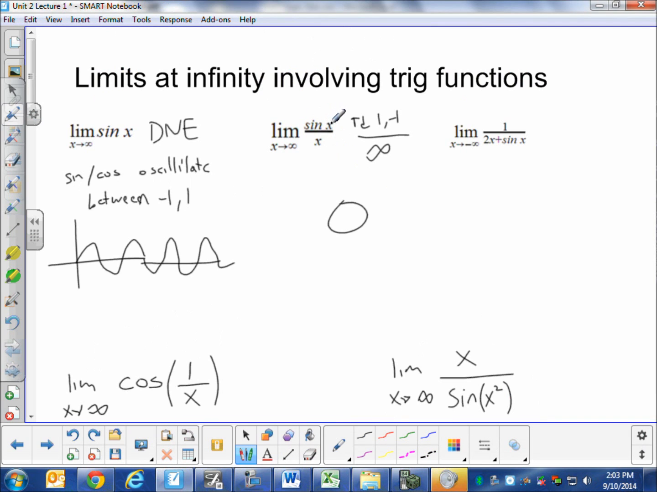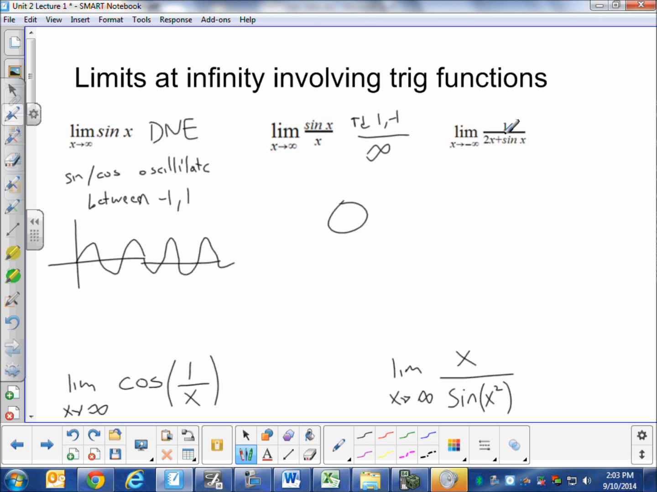This will go up and down. It won't grow at all. This will grow. The entire thing will approach 0. Think about the next one. I plug in negative infinity here. Sine will just continue to oscillate between 1 and negative 1.